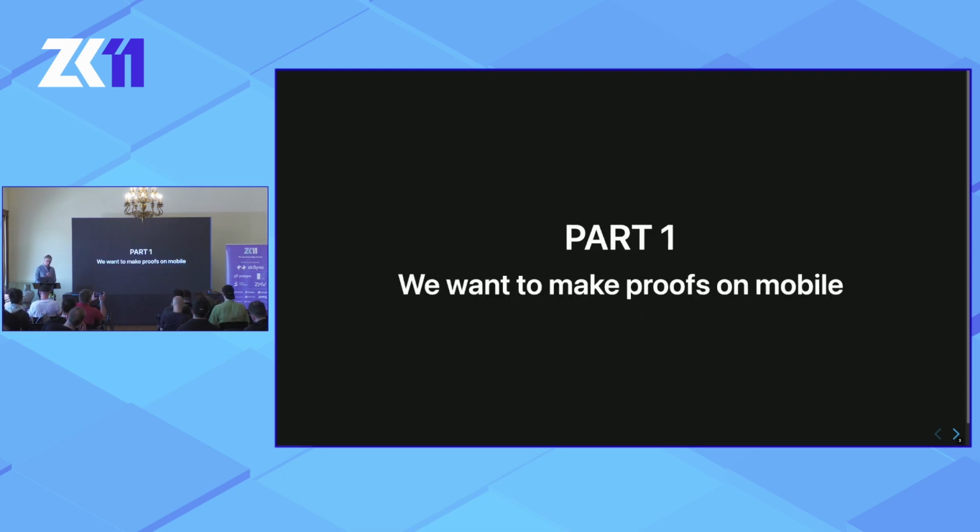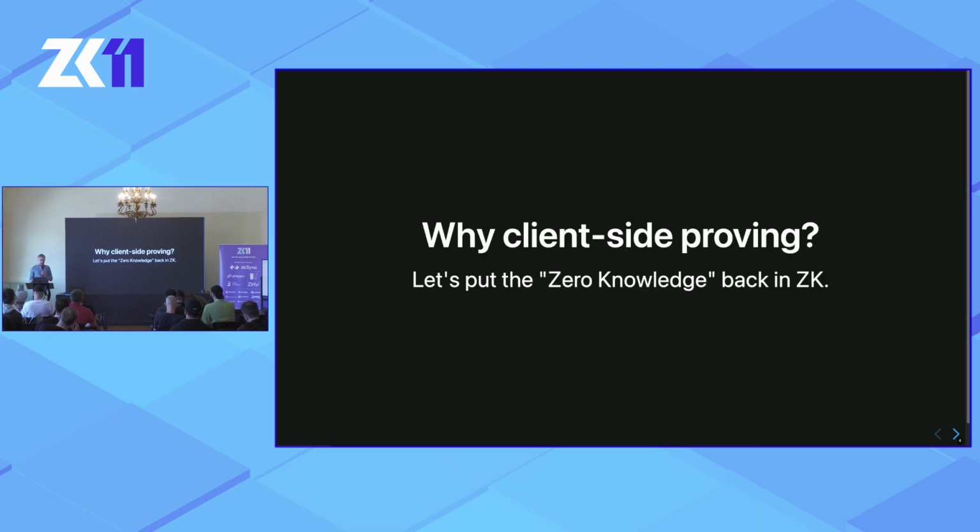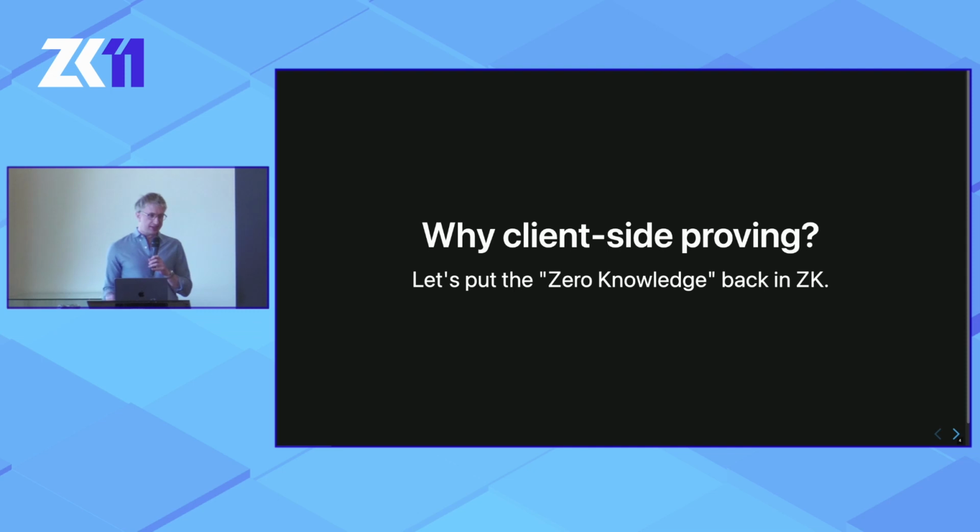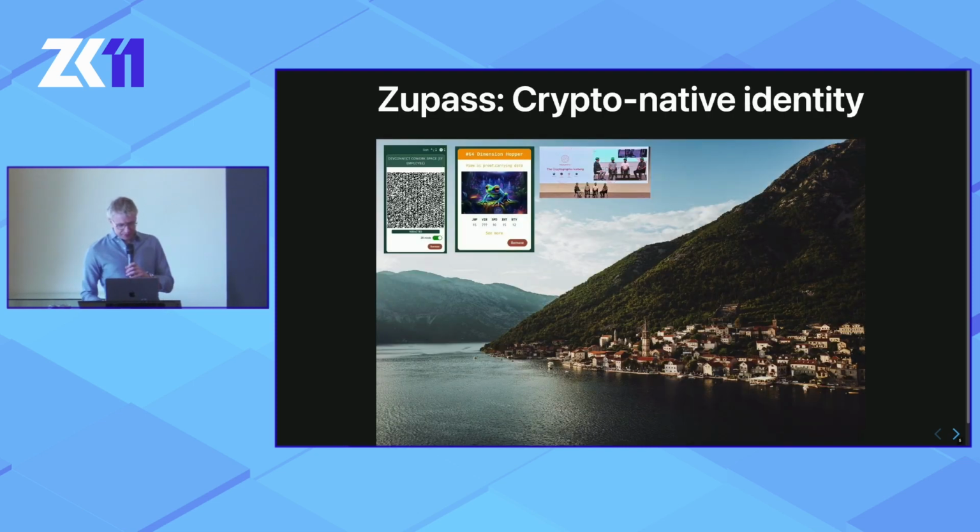So first, we want to make proofs on mobile. Why do we want client-side proving? Well, let's put the zero knowledge back into ZK. I think a lot of focus the last few years has been on the succinctness properties you get from ZK tech. And that's great, but it's not enough for a lot of applications where you require some kind of privacy or interoperability properties. So let's look at a few examples.